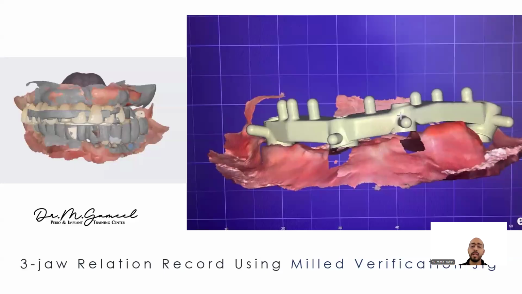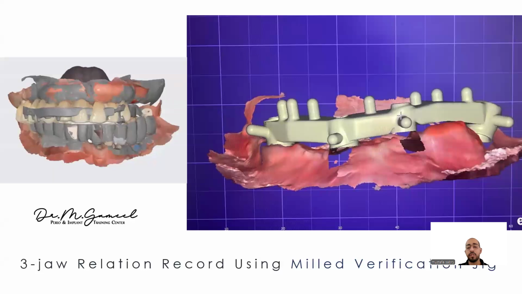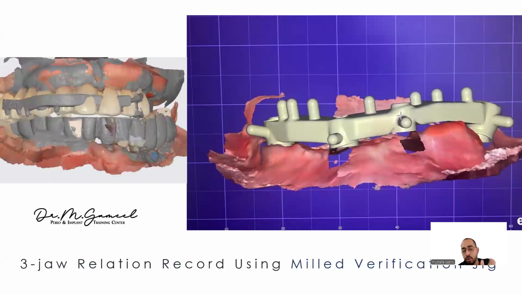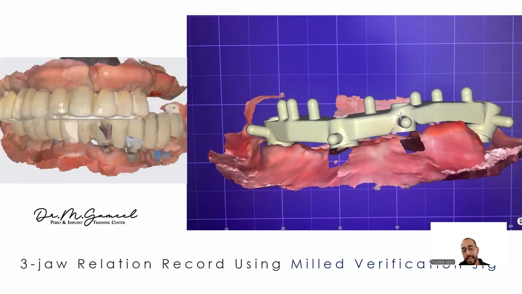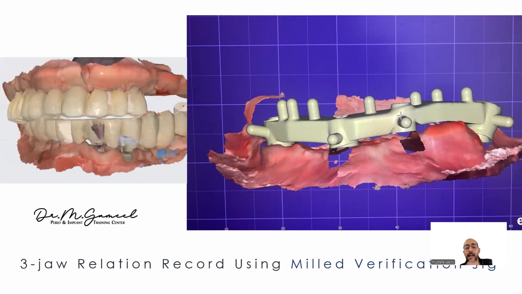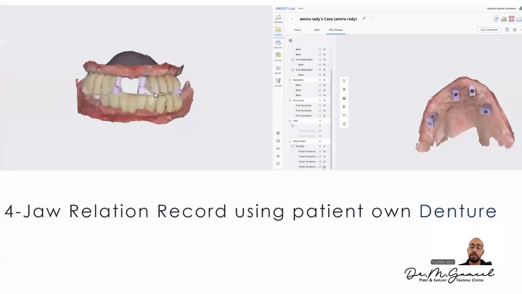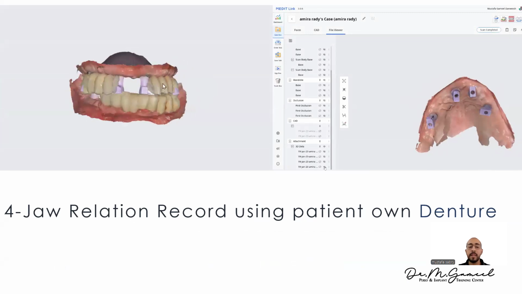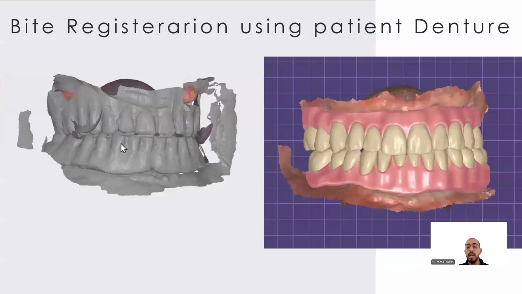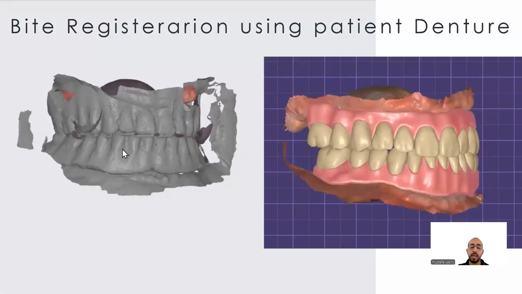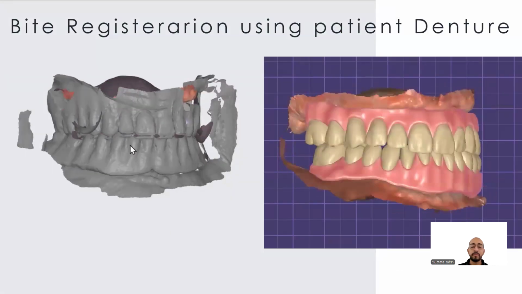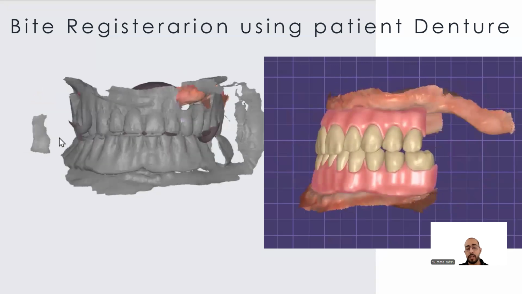And this is what I'm talking about, the milled verification jig with the studs, where you can do both functions or both actions: check the passivity and at the same time record the jaw relation for your patient. And finally, if your patient has a PMMA, you can fix it with immediate loading, even if it's broken, or if the patient has a denture, you can use this denture to guide you for doing this kind of jaw relation.